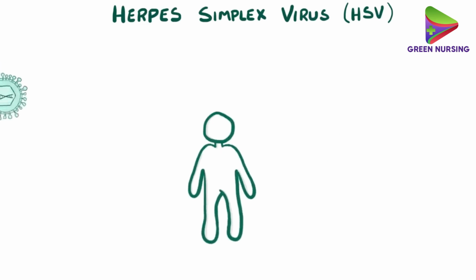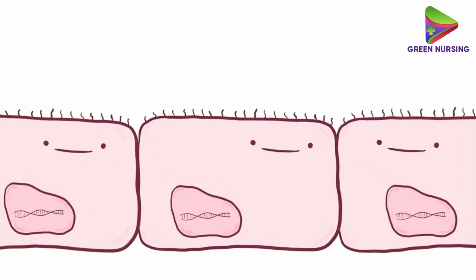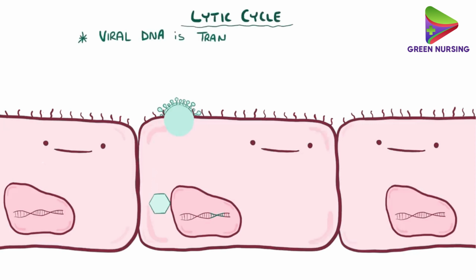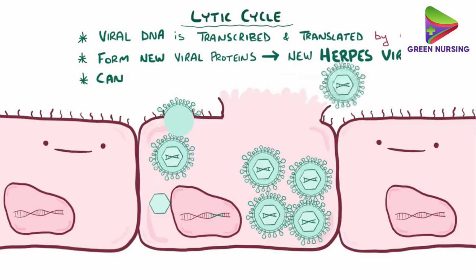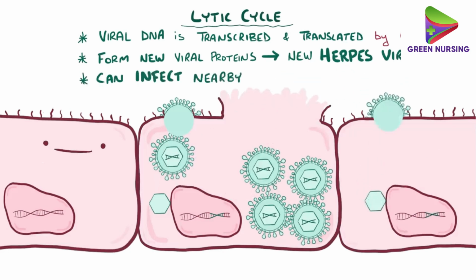Typically, when herpes virus lands on a new host, in other words, a person who's never had herpes before, it dives into small cracks in the skin, or mucosa, and binds to epithelial cell receptors, which triggers those cells to internalize the virus. Once inside, the virus starts up the lytic cycle, which is where its DNA gets transcribed and translated by cellular enzymes, which help to form viral proteins, which are packaged into new herpes viruses, which can leave to go off and infect neighboring epithelial cells.